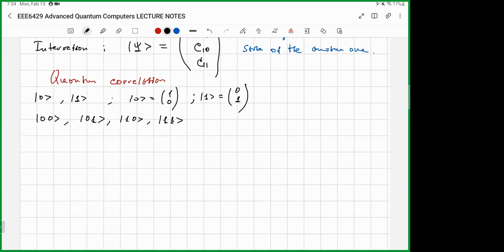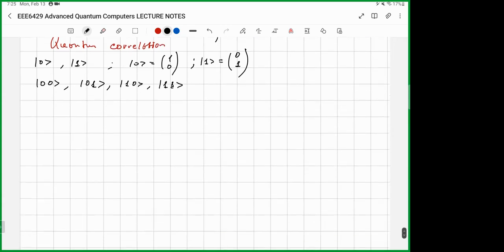In this sense, this is not a quantum effect yet, but now I'm going to introduce entanglement, and this is something truly quantum. For that, we take the tensor product of states 0 and 1. In this case, we get four states: 00, 01, 10, 11, right?